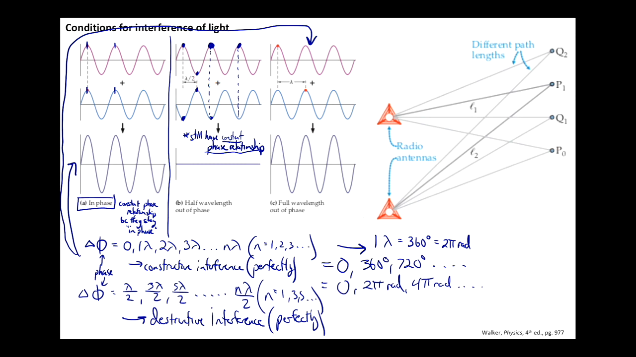Okay? However, if I shift it by half, so I don't move this peak all the way to there, but I just move it halfway, then the peak is going to line up with a valley, and they're going to perfectly cancel out. Okay? So that happens whether I'm dealing with just one or a half, but I can also do multiples of that as well, and the same thing will happen.